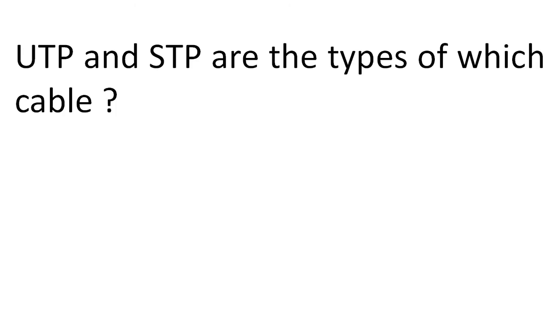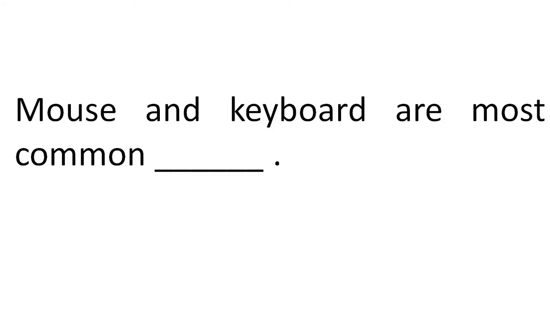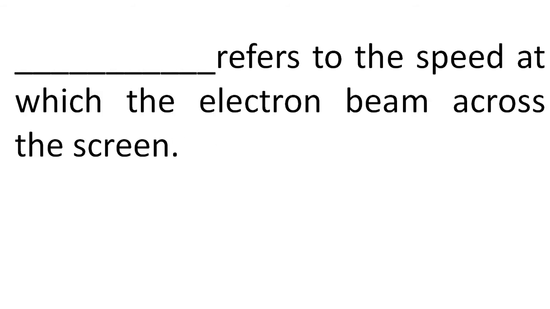UTP and STP are the types of which cable? Correct answer: twisted pair cable. Next one. Mouse and keyboard are most common dash. The correct answer: input devices. Next one. Dash refers to the speed at which the electron beam moves across the screen. The correct answer: horizontal scan.